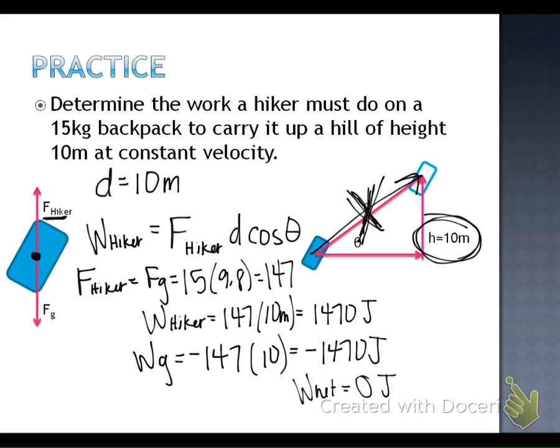Wait, how do you do the work due to gravity? We're going to just take our force due to gravity, which is 15 times 9.8, but since it's going in the negative direction, we're just plugging in the negative 147 newtons.